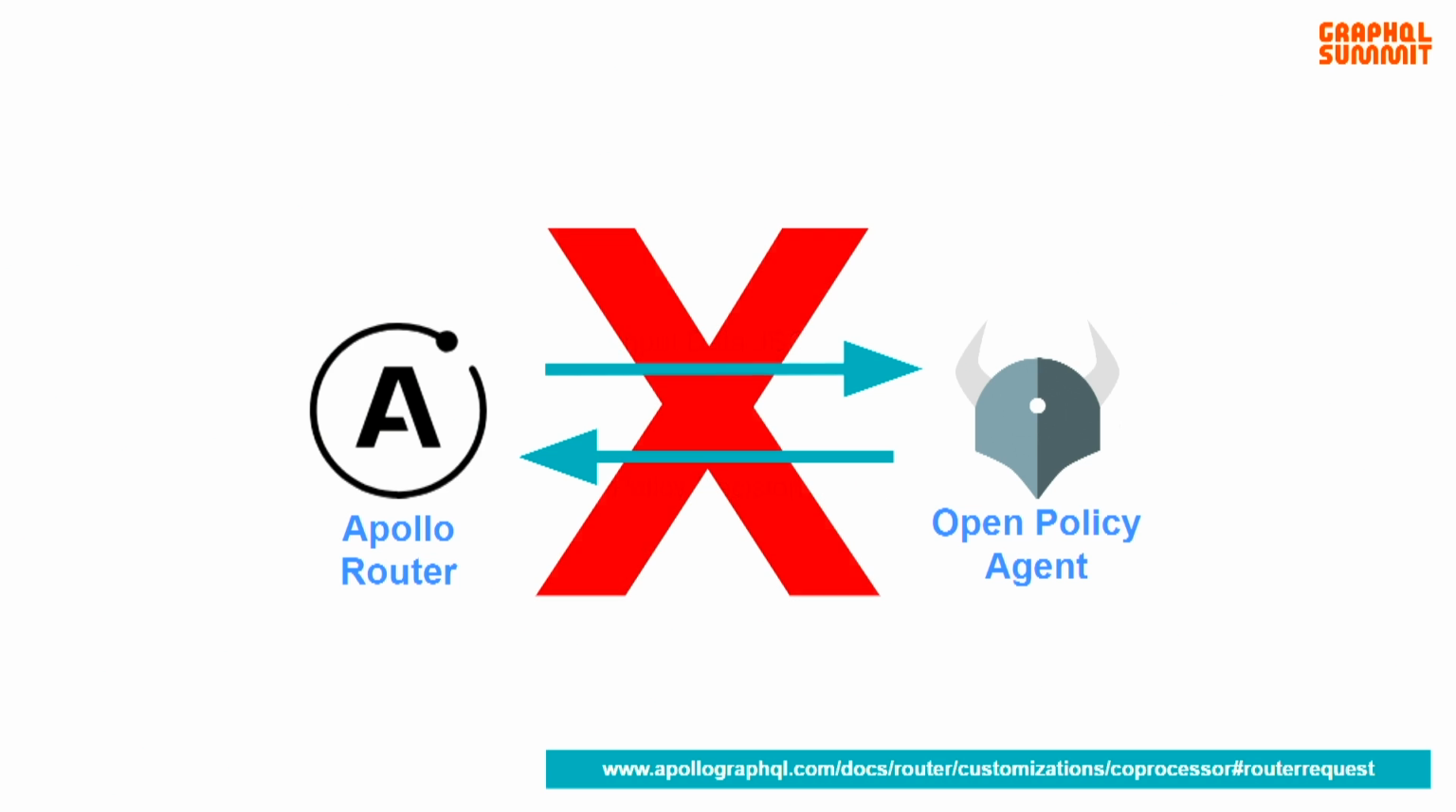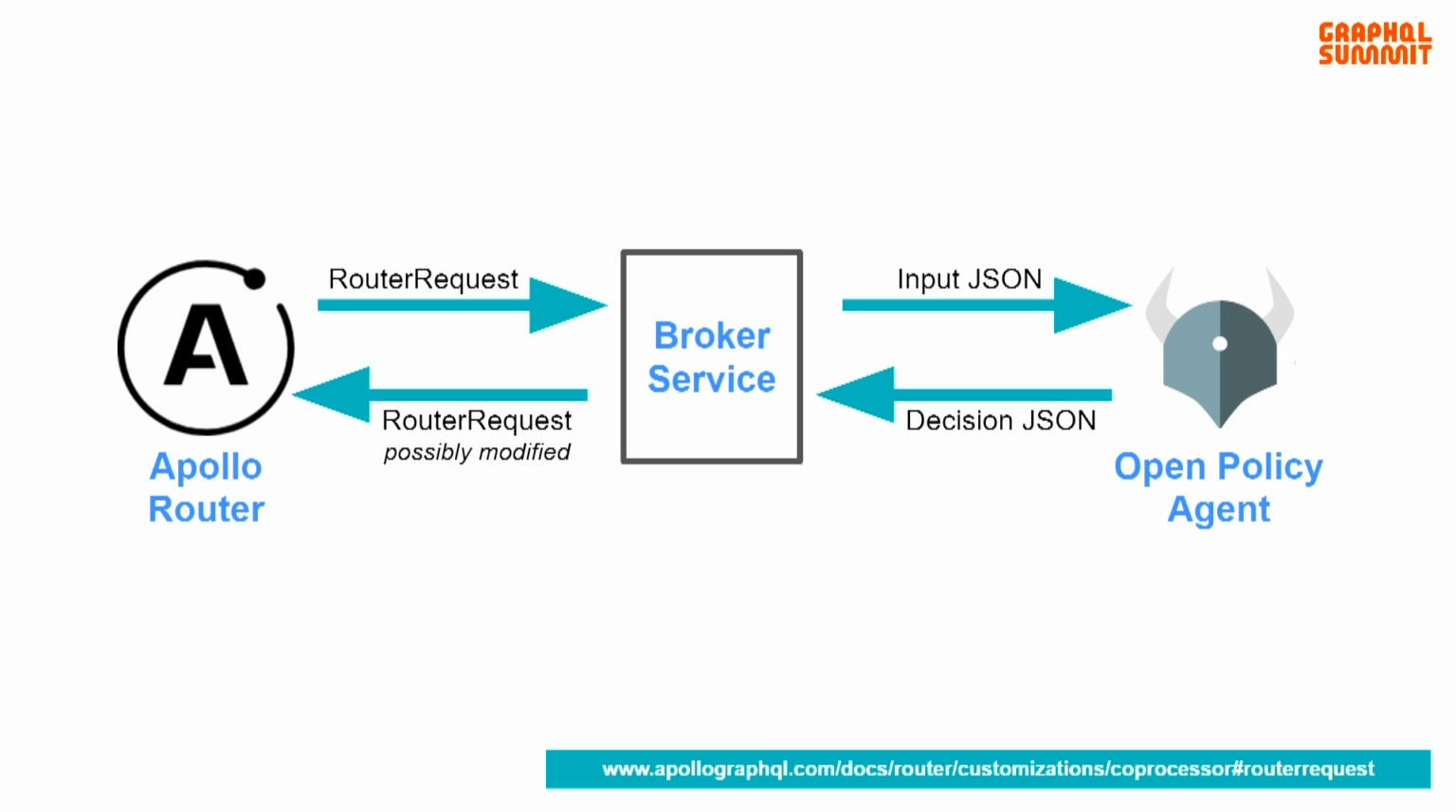But the problem with this is that the router and OPA have some unique requirements for how they send and receive data. They're not directly compatible. So we have to introduce this interface, or what we'll call this broker service, which helps to translate, and the broker service will actually be our external coprocessor that the router will reach out to. With this architecture, the broker takes the router request and sends it out to OPA, then receives that decision from OPA, and sometimes has to modify that router request, especially on a deny, and send it to the router for processing.